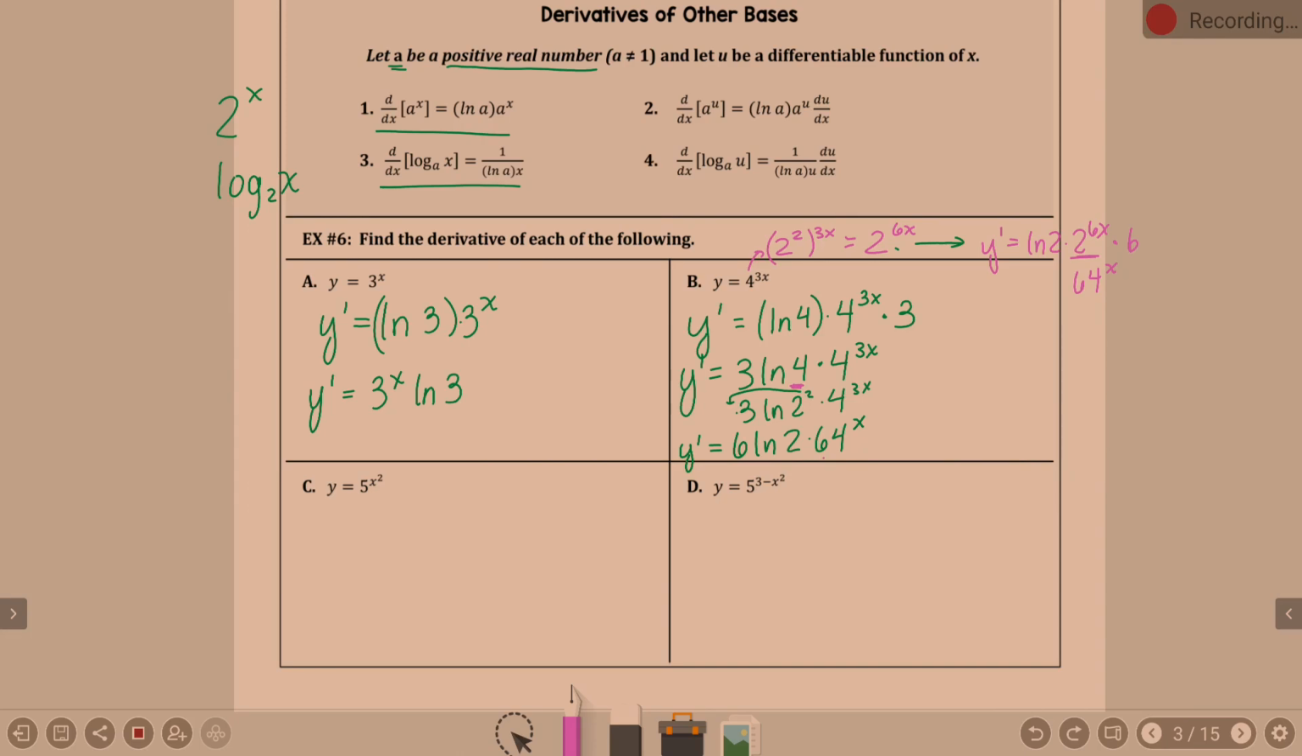There's a whole bunch of different ways to get there. It's not a matter of right or wrong. It's a matter of what you see. And that one just became complicated because of the base of 4. C is more basic. y is 5 to the x squared power. y prime.